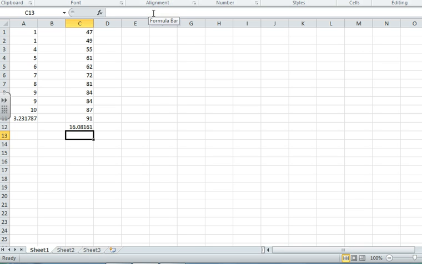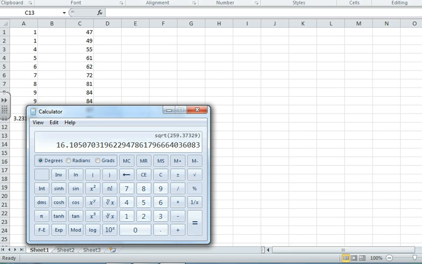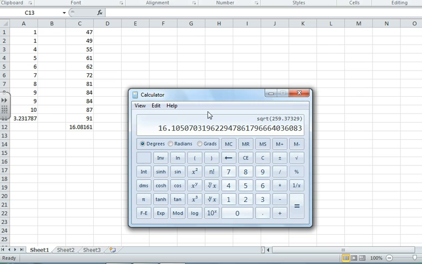16.1. Now we have 16.0816 and we have 16.105. So because I rounded off the way I did, I'm going to have a rounding error, but the three significant digits I still have 16.1. Okay. We'll do 19 and then we'll call it a day.